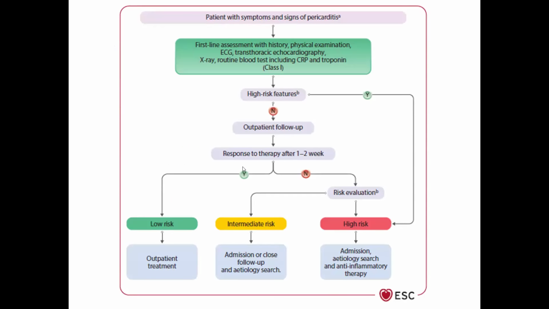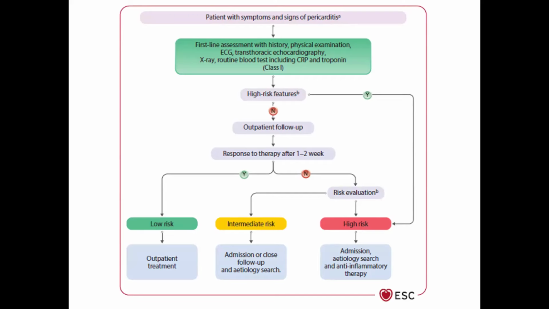Just to summarize everything and not to confuse you, I will go through these diagrams and then we will summarize things. Okay, a patient with symptoms and signs of pericarditis. We said the cornerstone, first line assessment, is history and physical examination, ECG, echo, X-ray, routine blood including CRP and troponin, class 1. Okay, we diagnosed pericarditis and said the patient is unlikely to have acute coronary syndrome.